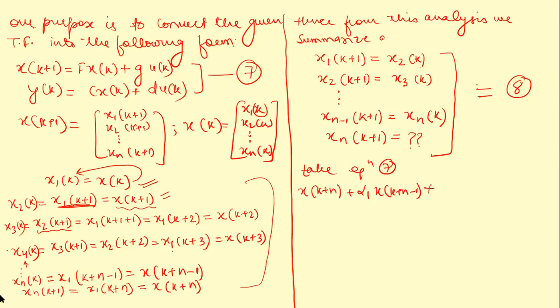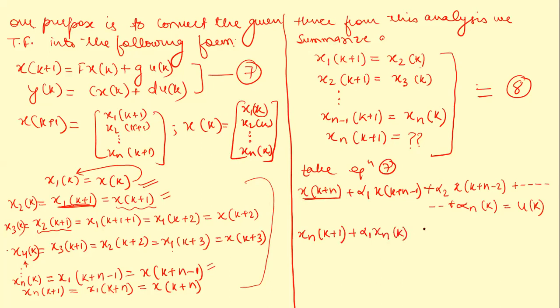Okay, so let us write the equation. If you see in this equation, let us replace x(k+n). So x(k+n) is x1(k+n), which is xn(k+1), right? So we'll write it as xn(k+1). Similarly, we'll write for x(k+n-1). This term is equal to xn(k). So alpha 1 xn(k), right?